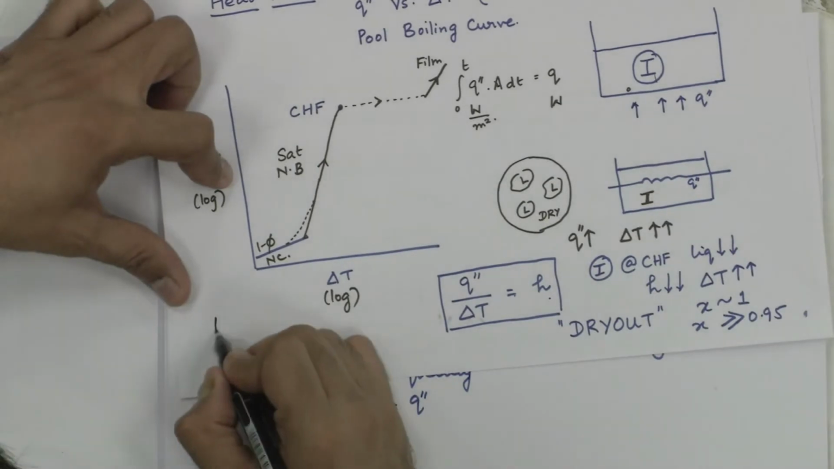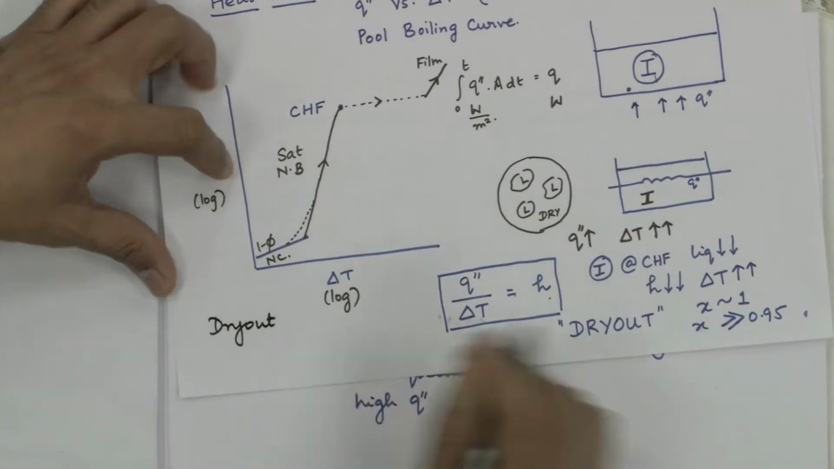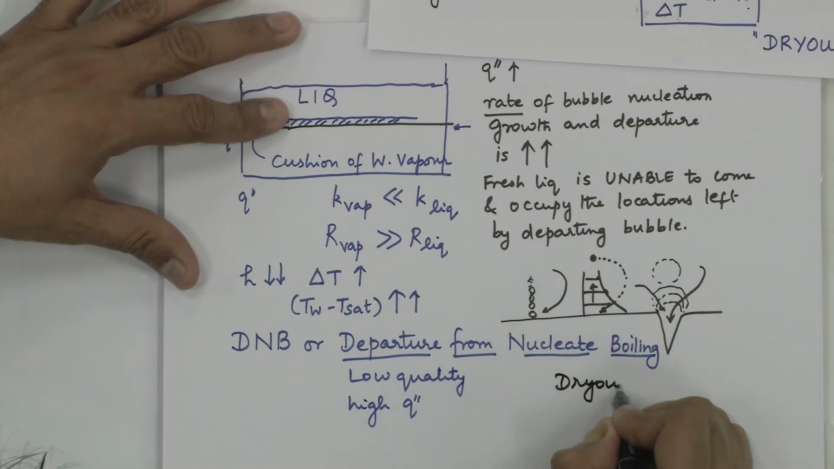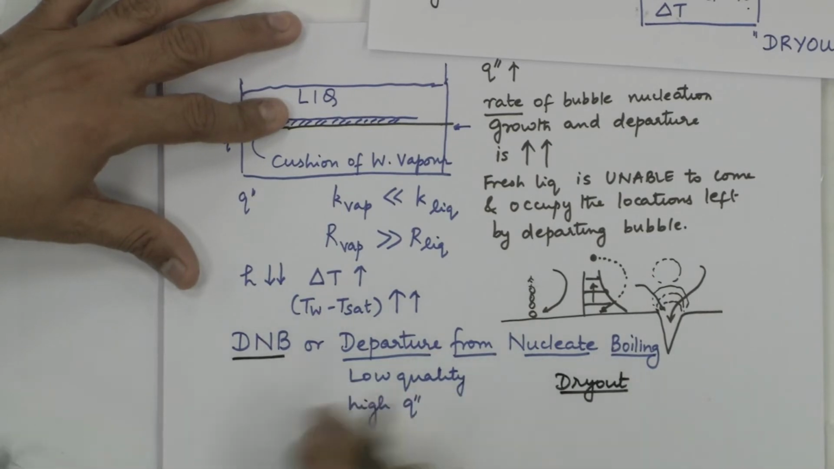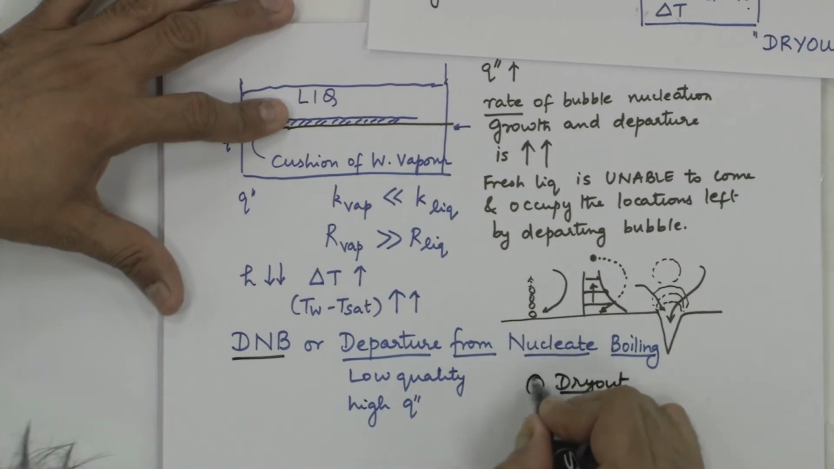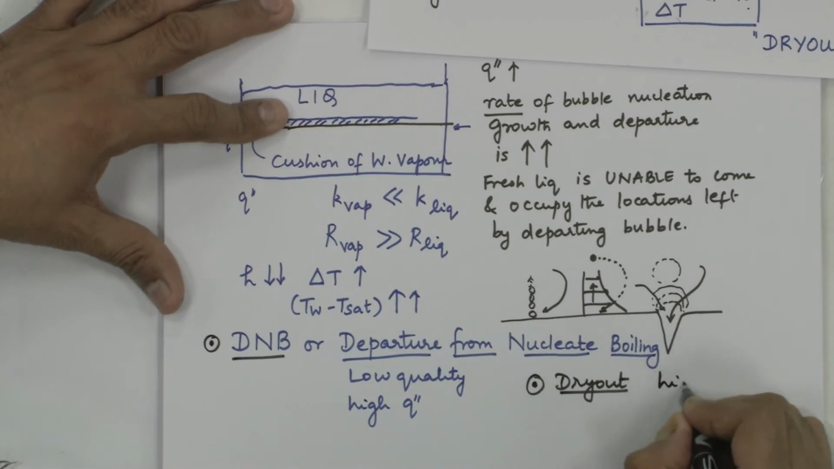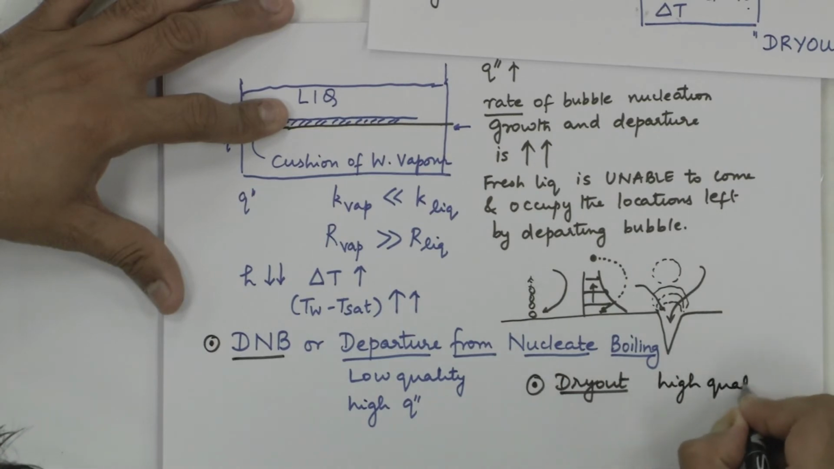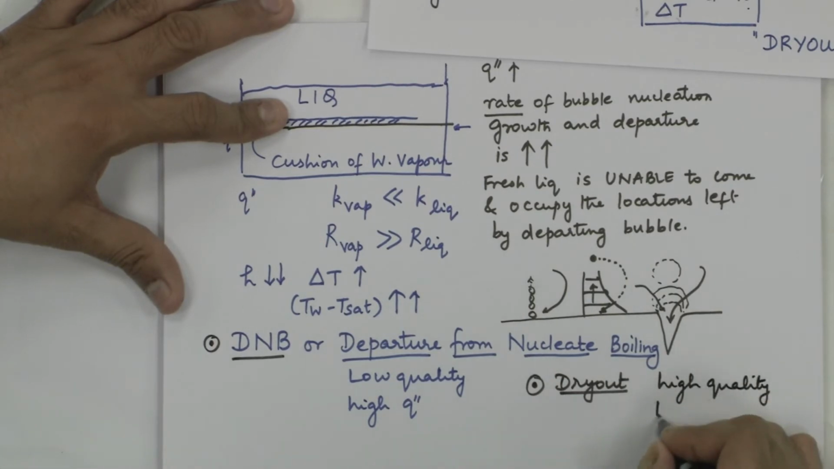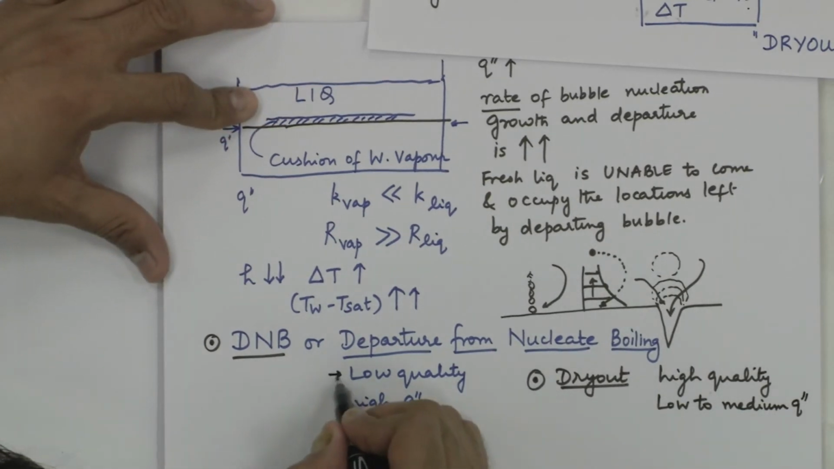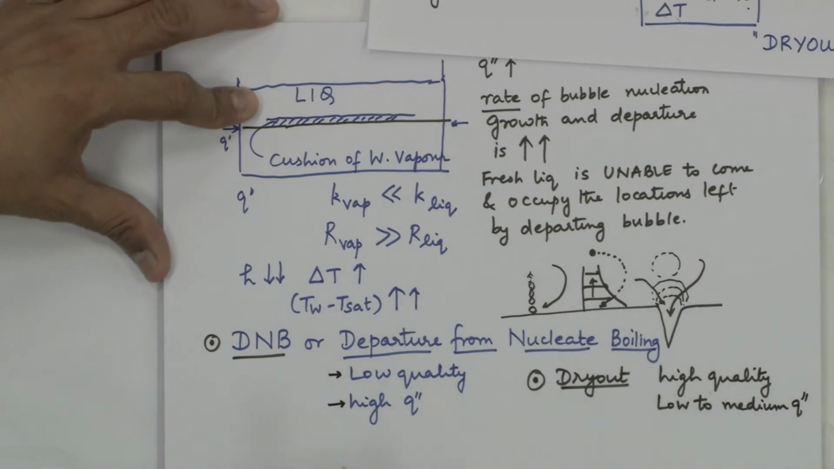Dry out, on the other hand, occurs, I am going to write here so that we can compare this. Dry out, this was DNB, this is dry out. Second mechanism, this is the other one. This typically occurs at high quality and can occur at low to medium heat flux values. So, low quality, high quality situation.